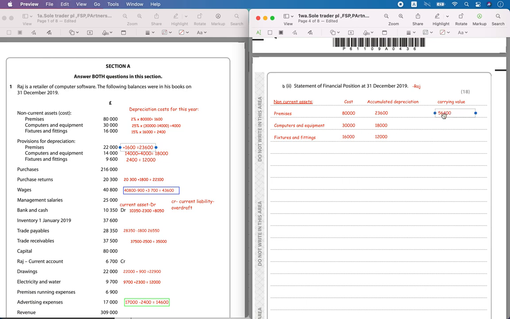Then we have the computer and equipment. Cost minus accumulated depreciation, 30,000 minus 18,000. This is going to give me around 12,000. Then we have 16,000 minus 12,000. That is going to give me around 4,000.